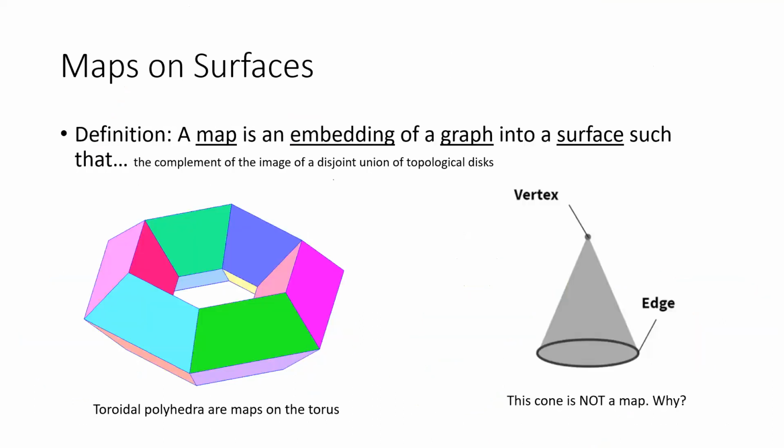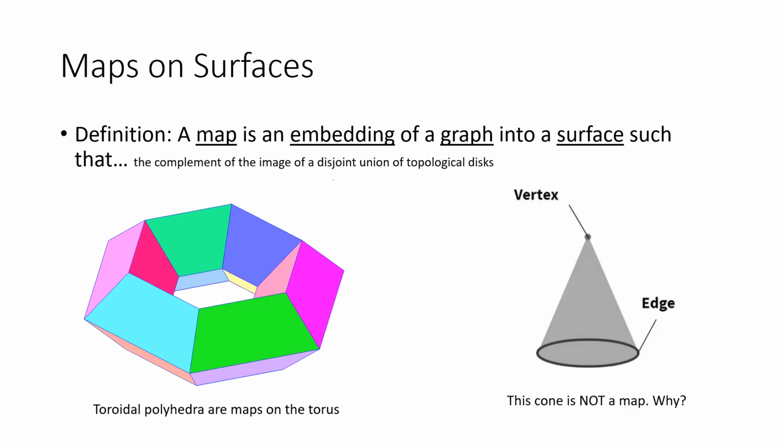And a map on a surface is an embedding of a graph into a surface such that the complement of the image is a disjoint union of topological disks. So here on the left, we have a map on the torus, and the underlying surface of this map is just the genus 1 surface, the torus, but it also has these vertices, edges, and faces. Those are coming from an embedded graph. So here you have these edges and vertices of a graph embedded inside of the torus. And it's a map because the complement of the image of this graph is a union of topological disks. So each of these faces is one disk.